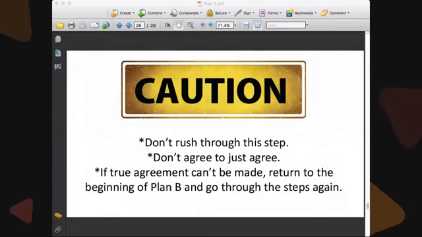The other thing to know is that there are times when the solution you came up with in Plan B doesn't work. And then it's kind of like, okay, we need to go back to the drawing board, right? And come up with some other ideas.